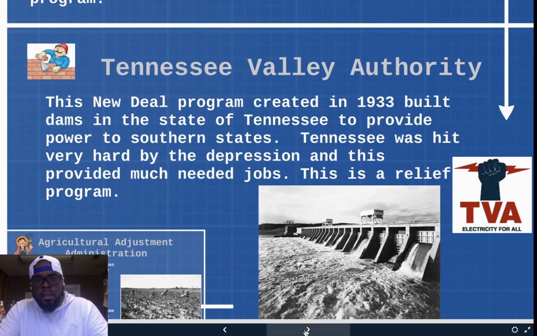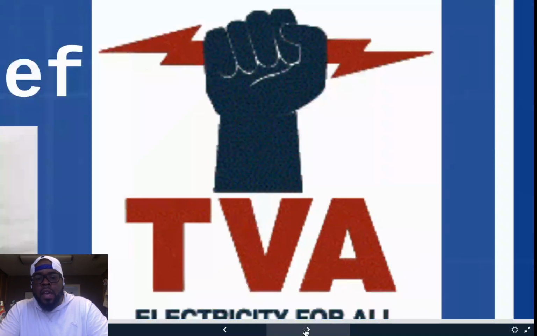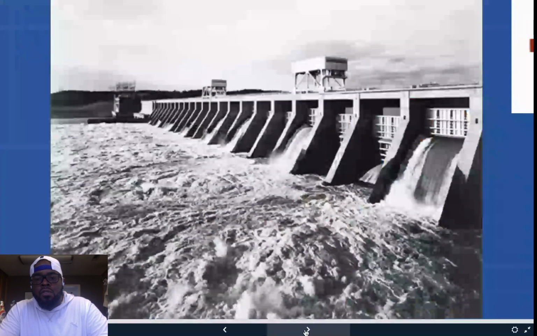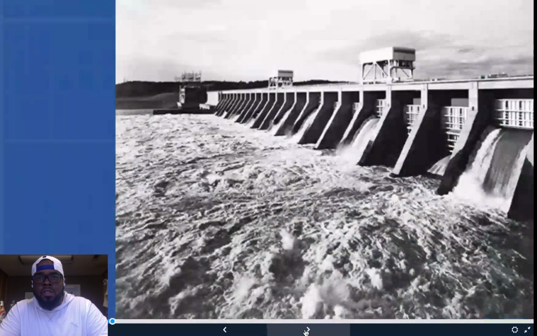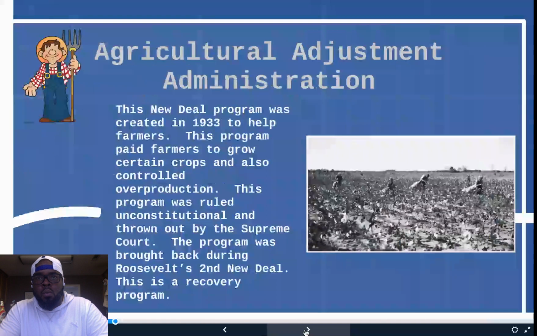And what these dams did is they gave electrical power and also jobs and also a better water source for those farms in those areas. The next one will be AAA. We're not talking about the organization that we get called when we have car issues, but in this case here, we actually are talking about the Agriculture Adjustment Administration.